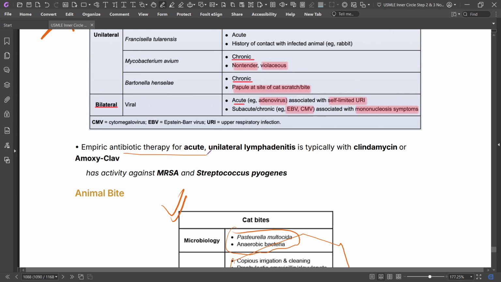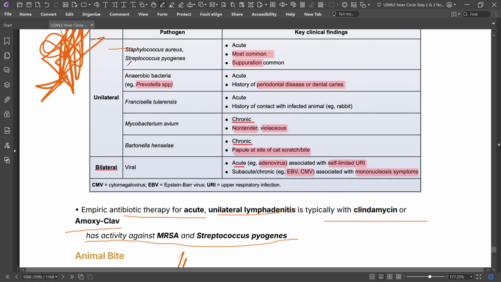Empiric antibiotics for acute unilateral lymphadenitis are typically clindamycin or amoxicillin, which have activity against MRSA and streptococcus. So acute unilateral lymphadenitis is typically treated with clindamycin. Most common pathogens are Staph aureus or Strep. Others: Prevotella with periodontal disease, Francisella from rabbits, Mycobacterium avium with non-tender violaceous nodes, and Bartonella henselae with a papule at the site of a cat scratch.